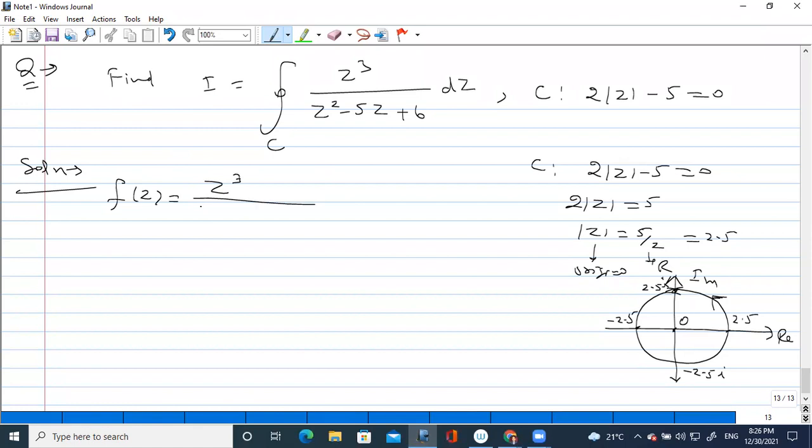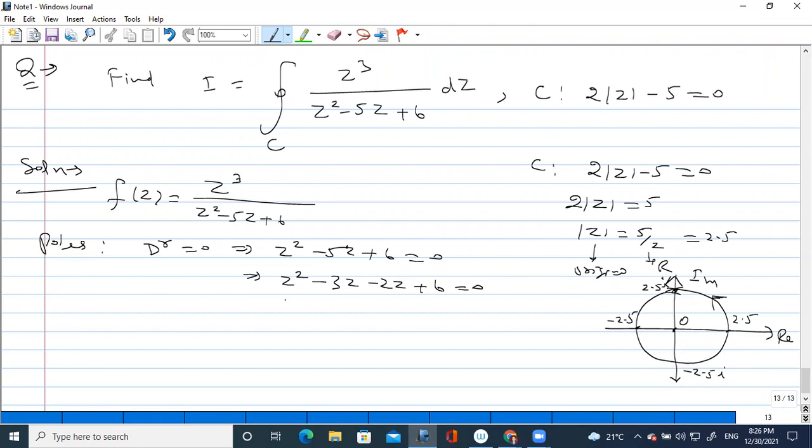z cube divided by z square minus 5z plus 6. To get the poles, what you have to do? Put the denominator equal to 0. The denominator is z square minus 5z plus 6 equal to 0. I can split this like this: z square minus 3z minus 2z plus 6 equal to 0. So z common, z minus 3, minus 2 common, z minus 3 equal to 0. z minus 3 into z minus 2 equal to 0. So z equal to 3 and 2 are the two poles.